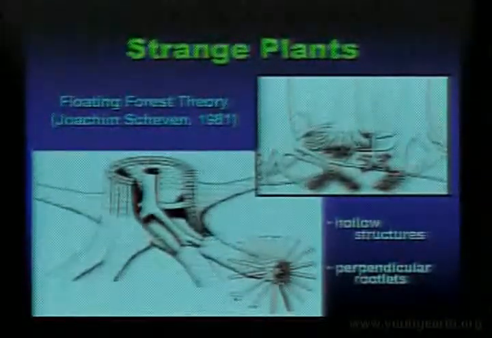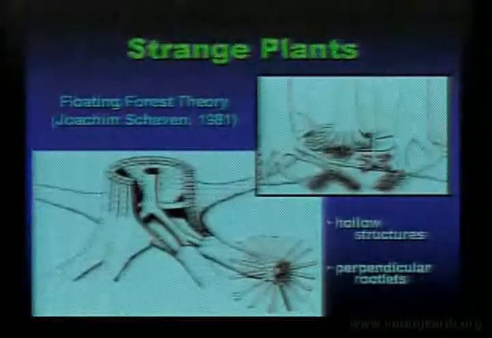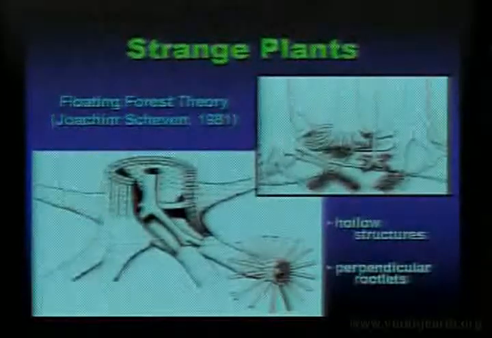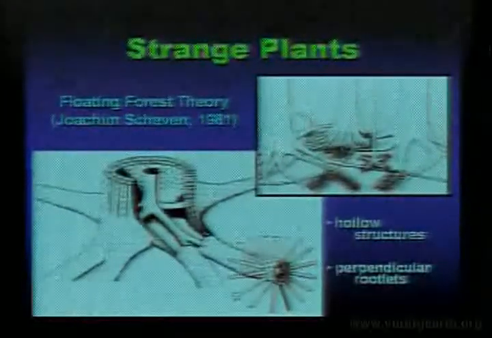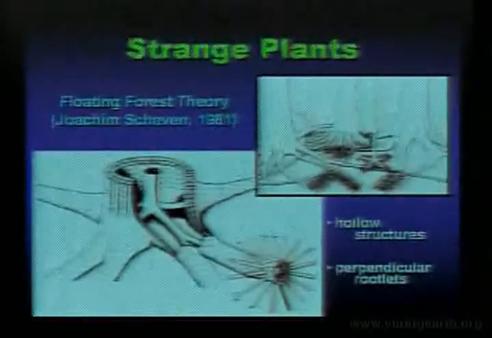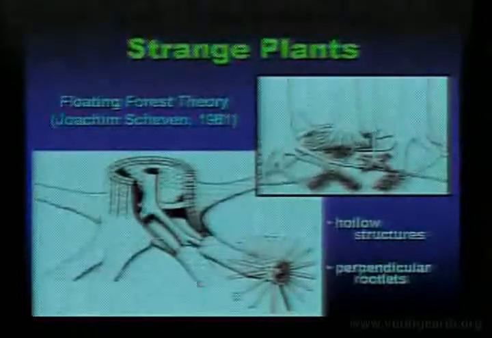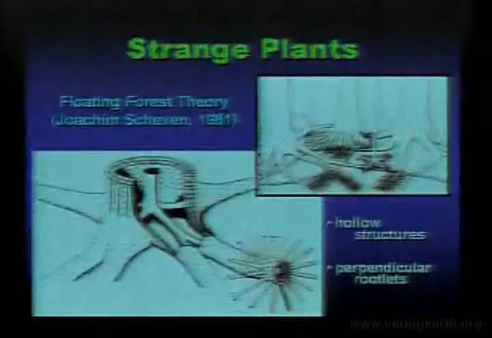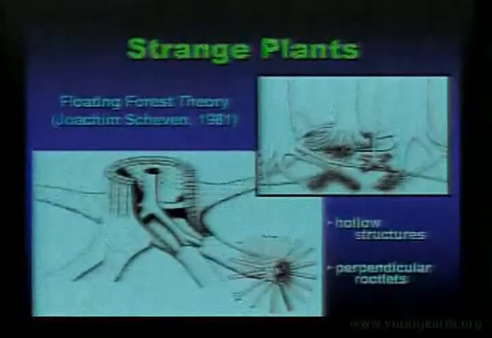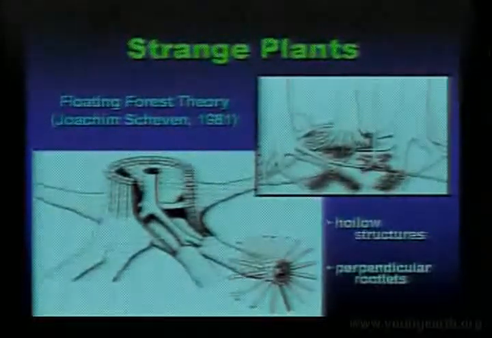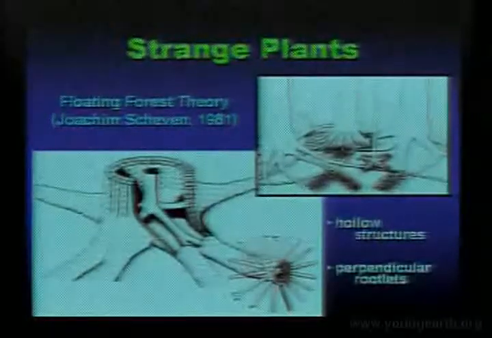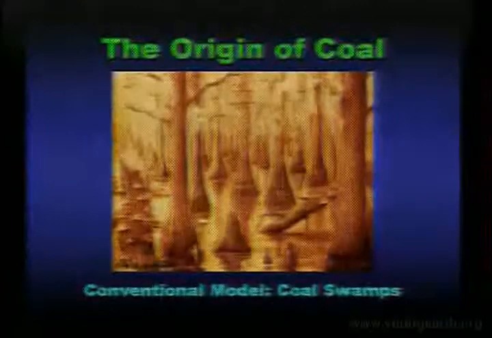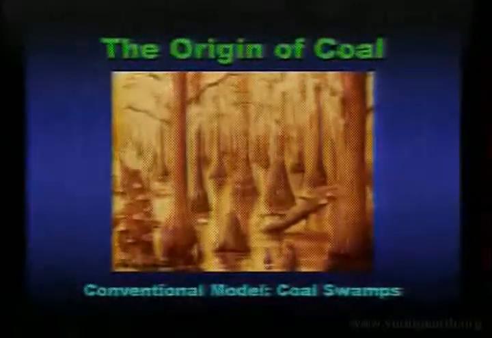So what Joachim Scheven suggested in 1981 was that the coal plants actually were from a floating forest. Now he also argued that it was a freshwater earth and it was only these plants. He wasn't talking about any of the others. My perspective, I was looking at all the Paleozoic plants. He was only looking at basically 3 or 4 species of plants. But he developed this floating forest hypothesis. And so my hypothesis easily took in his anatomical evidence.